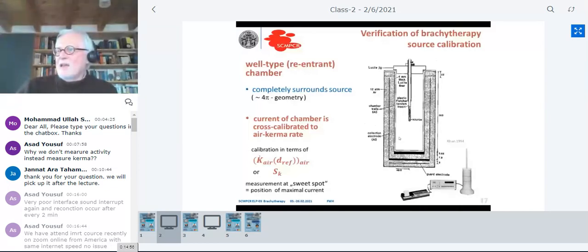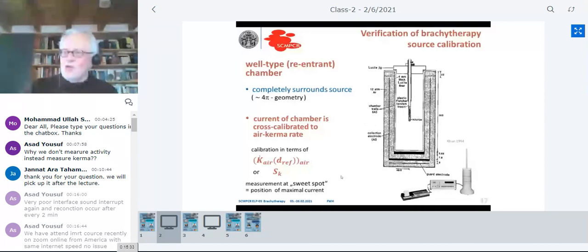The important thing is that this calibration chain must be traceable to the calibration by the standards lab. So the well chamber that you use to compare with must be calibrated by the standards lab or one before that. Okay, and then the well chamber is calibrated in terms of reference air kerma rate, or for use in TG43, with which we'll speak, it is calibrated in source strength, SK. I'll show you what that is later.